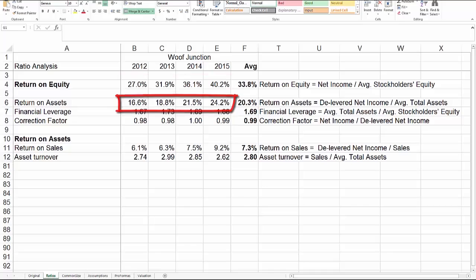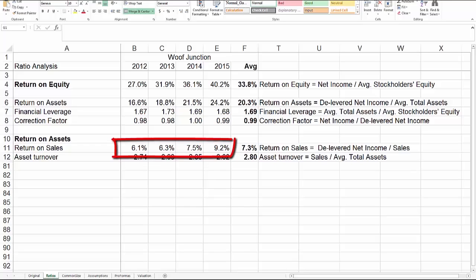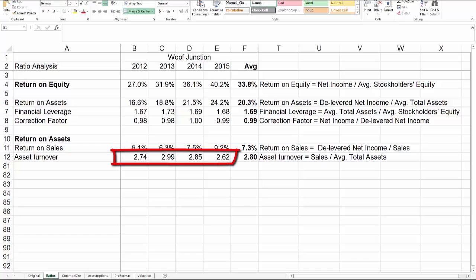So now we can look at the two drivers of operating performance, return on sales or profitability, and asset turnover or efficiency. So we see again a nice upward trend in return on sales. This 9.2% means that for every dollar of sales, Wolf earns about 9 cents of profit. When we look at asset turnover, it's sort of been up and down. There's no clear trend. What this 2.62 represents is for every dollar of assets, Wolf generates about $2.60 of sales.